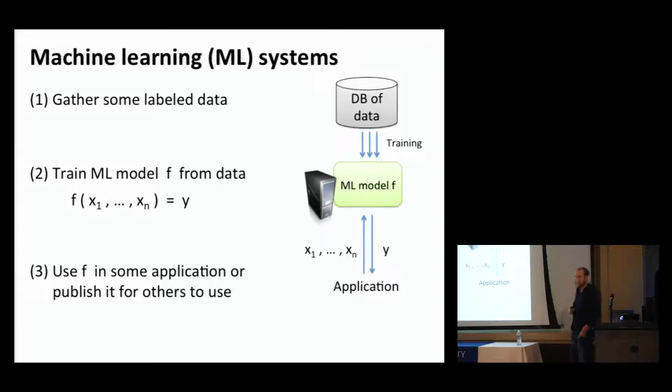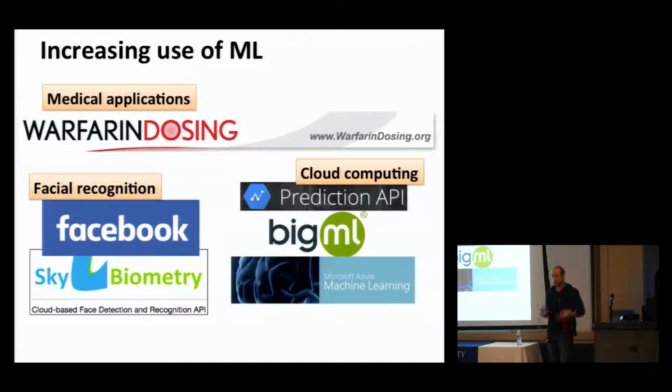And then we go ahead and deploy this F in some application to profit from the awesomeness of machine learning. So ML, in case you have been under a rock for the last few years, is super hot right now. We're back in one of these machine learning summers or springs, and we're seeing a huge uptick in the number of places where machine learning is used. Not only in medical applications for personalized medicine based on people's genetic information, but more classic applications like facial recognition.